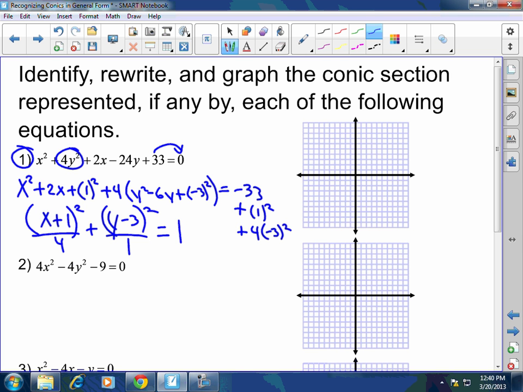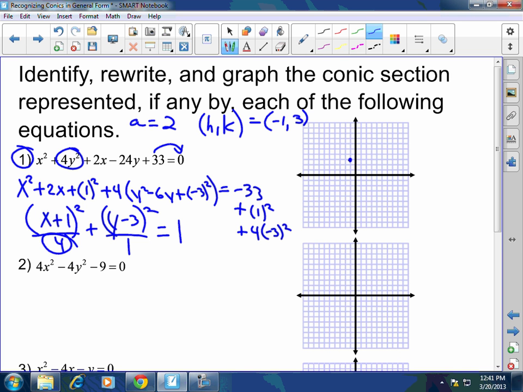All right, now let's graph it. This is an ellipse, so what's my A? 2. Very good. What's my center? What's my h, k? So we first go to negative 1, 3. Negative 1, 1, 2, 3. And then my A is 2. So is this going to be a vertical or a horizontal ellipse? Horizontal because the higher exponent is the x.